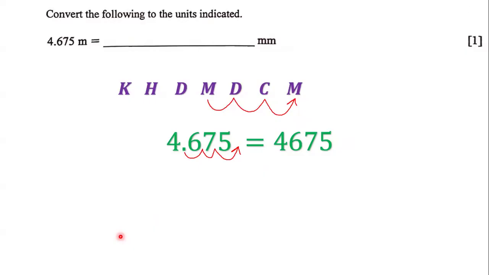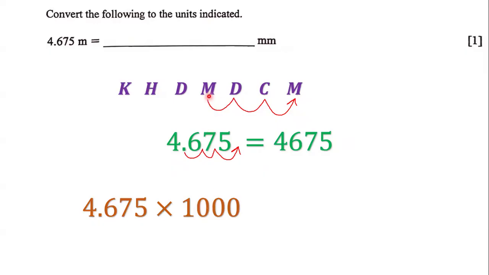So, okay, but we could do it another way, right? What we could do is say, well, let's multiply, and we're going to multiply by 1,000. Why are we multiplying by 1,000? Because of what?